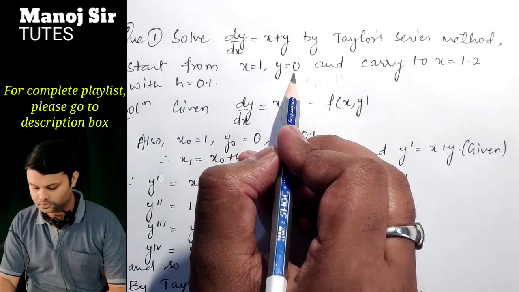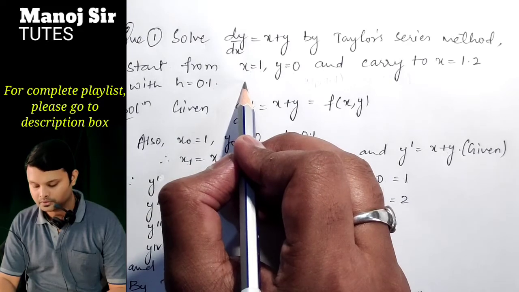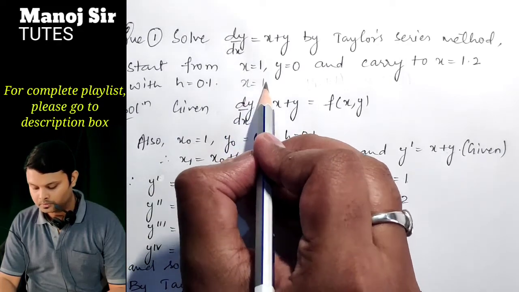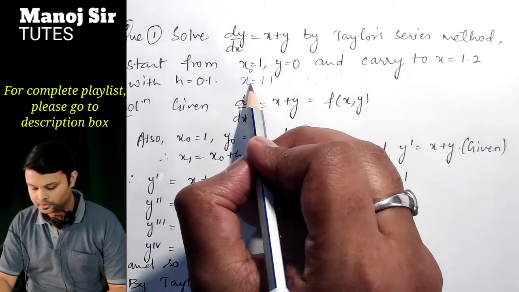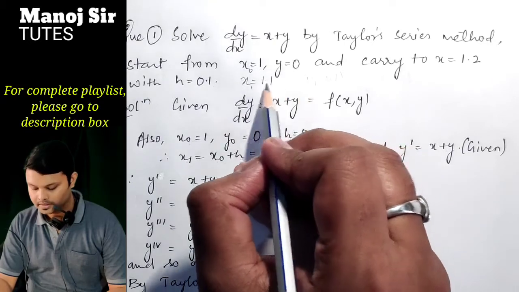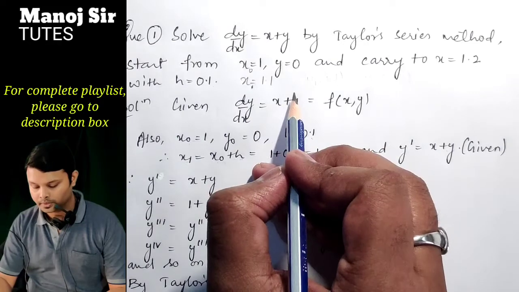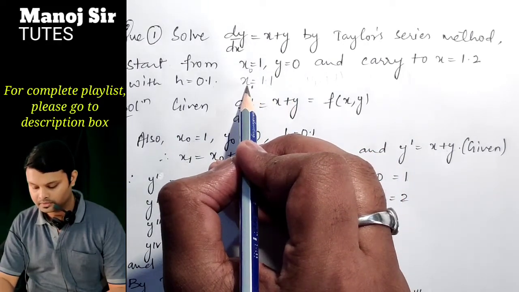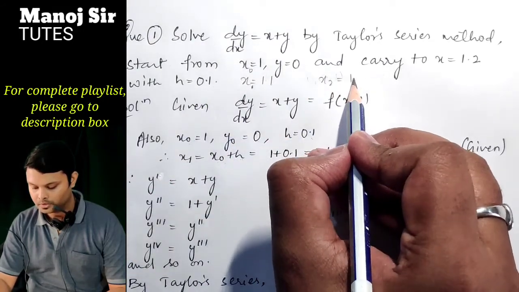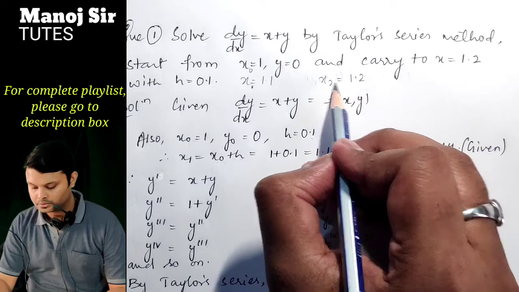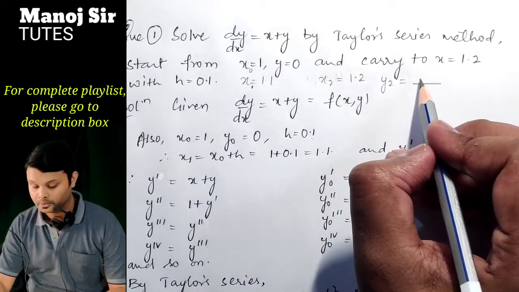So here we have the initial value of x equal to 1, y equals 0. Here we have the interval size as 0.1. So the next value of x will be 1.1. Suppose this is my x naught, this will be x1. For this value of x we need to find y1. Then after finding y1 we will go for the next value of y, that is y2, and the corresponding value of x will be 1.1 plus 0.1, that is x2 equals 1.2. The corresponding value of y, that is y2, will be my required answer.